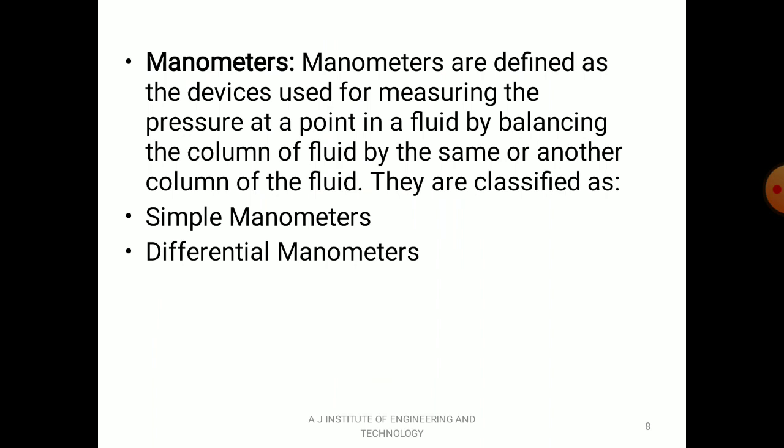Now, first of all, what is a manometer? A manometer is a device used for measuring pressure at a point in a fluid by balancing a column of fluid by the same or another column of fluid. So by balance of fluid column, that is, you might be remembering that topic, balancing pressure head on right limb equal to left limb. So you have to balance with respect to some datum. That's the concept applied here, manometers. You have to just balance the column of fluid by the same or another column of fluid. By using that, you can get the unknown pressure or unknown head, that is H or P. So there are two types here, simple manometers and differential manometers.